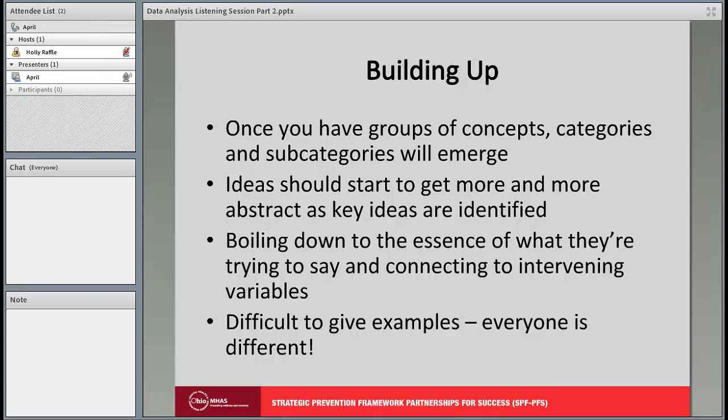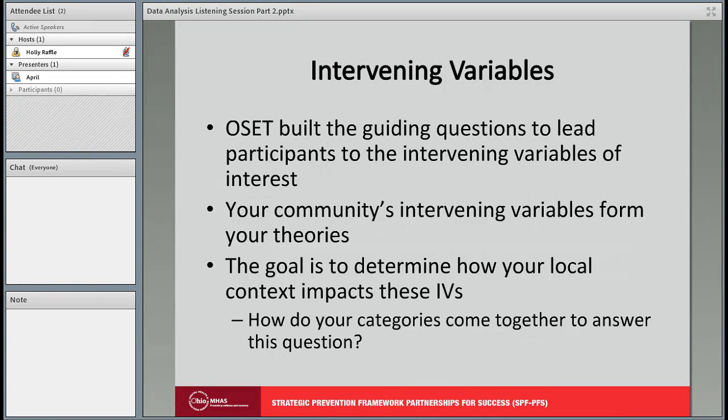It's really difficult at this stage to give you examples of what this looks like because every circumstance for every focus group is slightly different and everyone's data is going to be slightly different. But the ultimate goal is to connect what your focus group participants were saying back to the intervening variables. So OSET already built the guiding questions for your focus group scripts to lead your participants to the intervening variables of interest. Then your community's intervening variables and how they feel about those variables will form your theories at this stage.